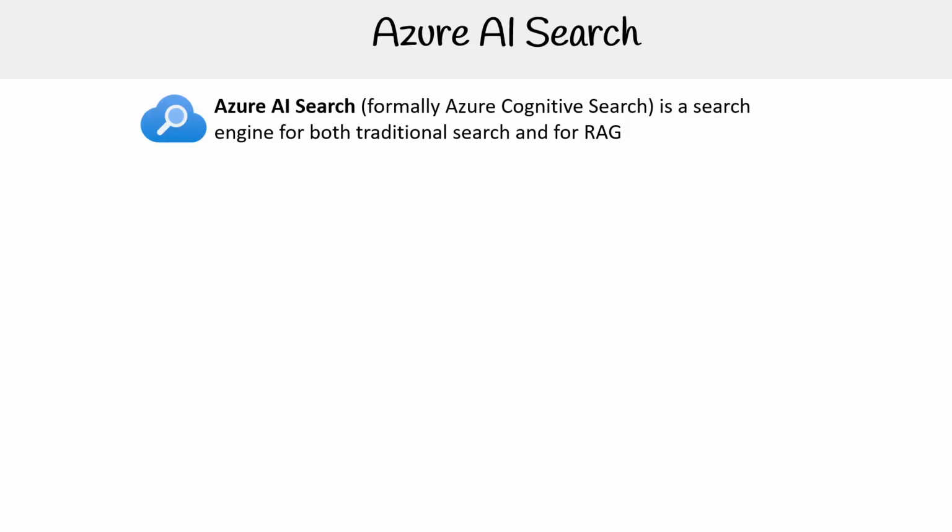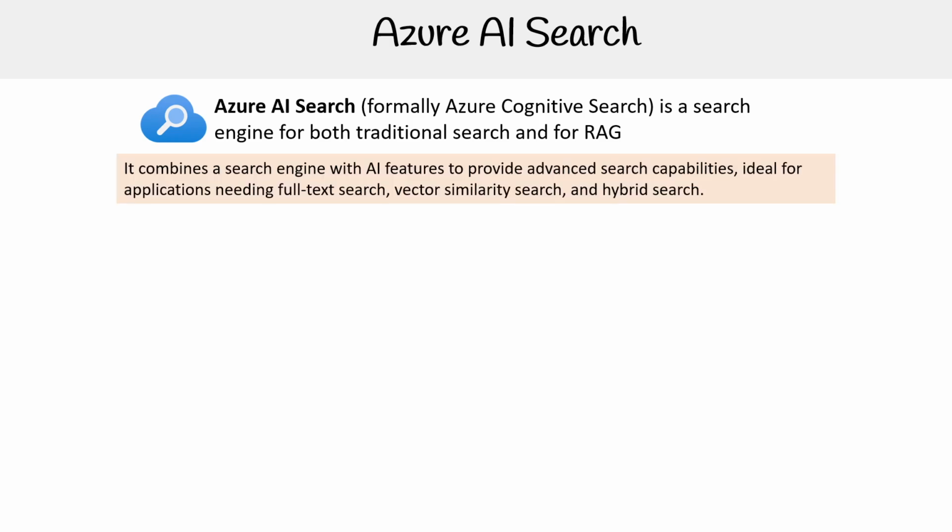All right, let's take a look here at Azure AI Search, which is formerly known as Azure Cognitive Search. They've dropped that cognitive brand because in the world of Gen AI, it is just not AI enough for people to understand what it is. So it is a search engine for both traditional search and for RAG, most often for RAG these days.